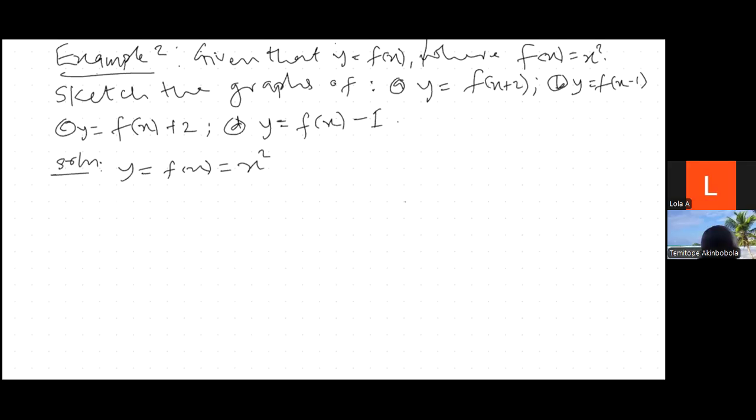Let me use line. Sorry, I want to use something that will draw smart. Okay. So this is the y-axis.